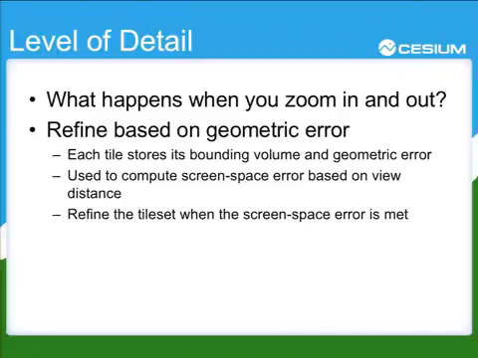And then level of detail. So what happens when you zoom in and out? Like for culling, you don't want to render everything. You might have higher or lower level of detail models, and you don't want to render the high level of detail when you're super far out. So what we do is we refine based on a geometric error. Each tile stores its bounding volume as well as a geometric error. This is used to compute a screen space error that basically tells us if this tile is going to be visible from that point of view.